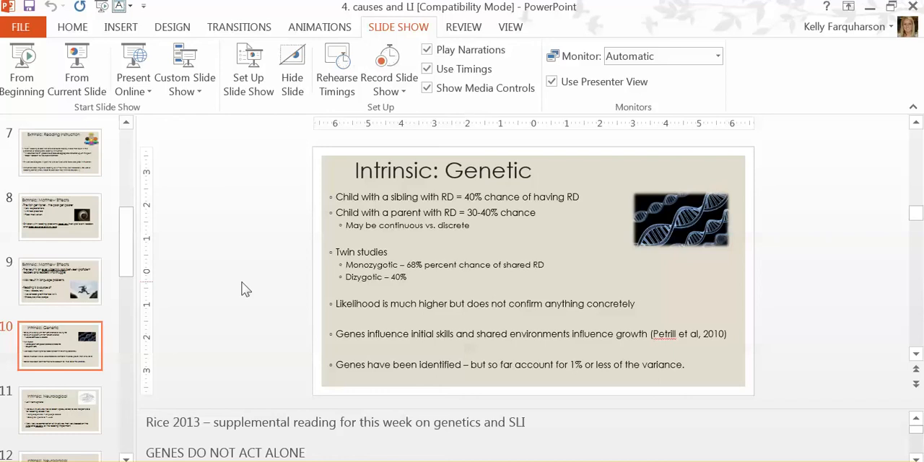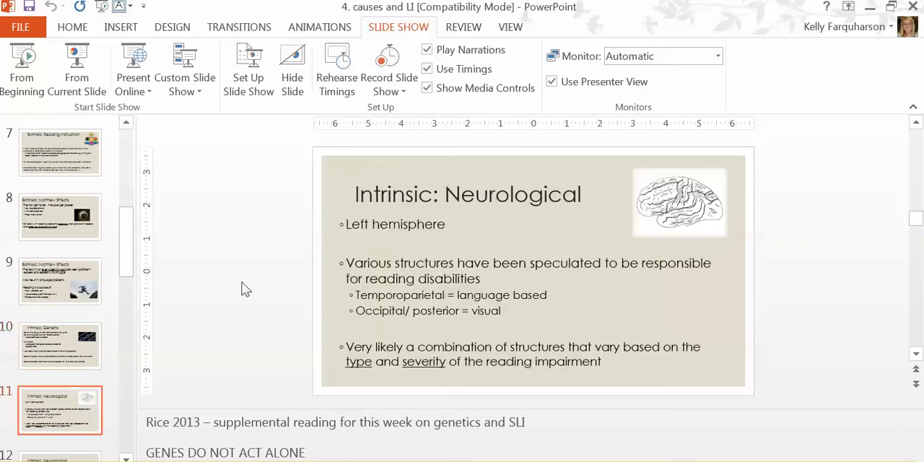And so genes were found, but they only accounted for 1% or less of that pie, if you can picture that. So that's really not a whole lot. Even though this is something that contributes, and there's definitely a genetic component, the gene itself doesn't account for a lot of variance at this point. So we need to continue to do research to look at what's happening here.